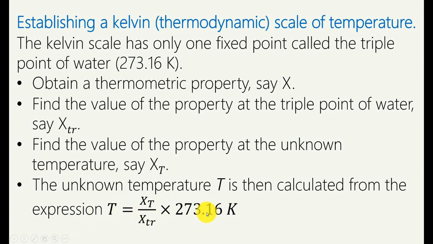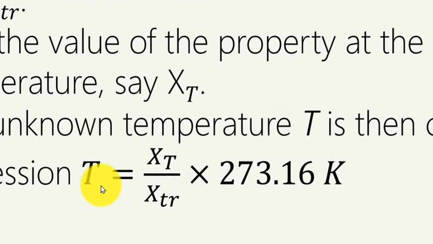Please note these two expressions properly. The first one, we use theta for the Celsius scale. Now for the thermodynamic scale or the Kelvin scale, we are using capital T instead of theta, equals xt over xtr. That is the value of the thermometric property at that temperature over the value of the thermometric property at the triple point of water, times 273.16 Kelvin. Now observe that this temperature capital T has to be in Kelvin, not degrees Celsius, but Kelvin.